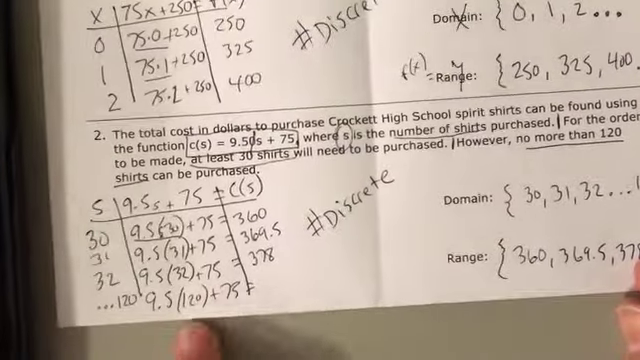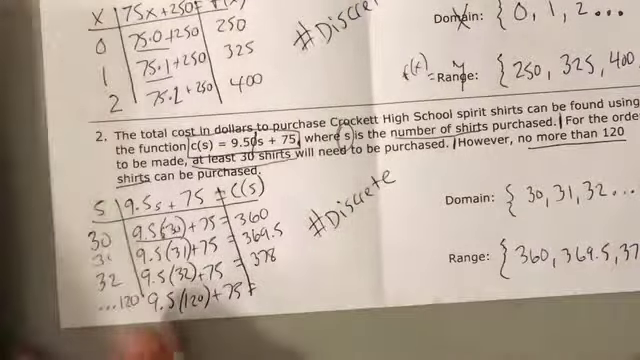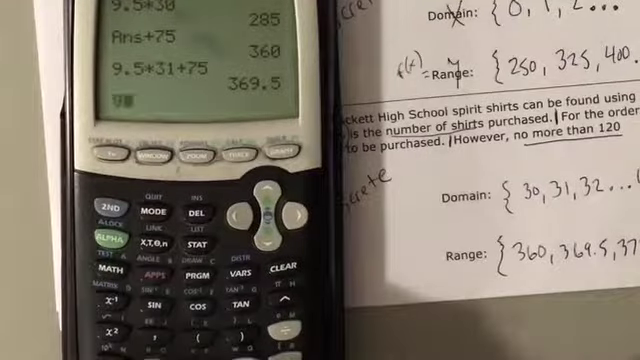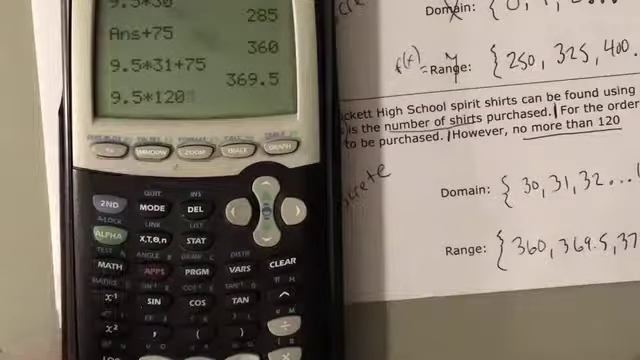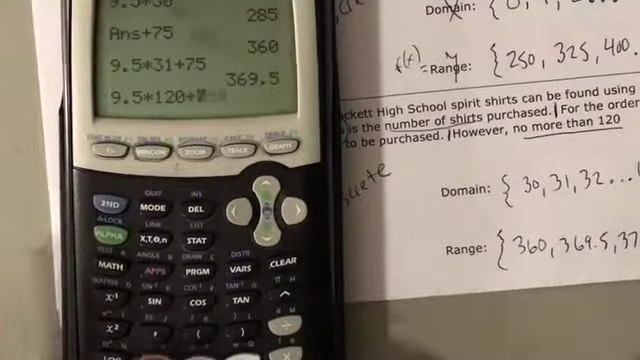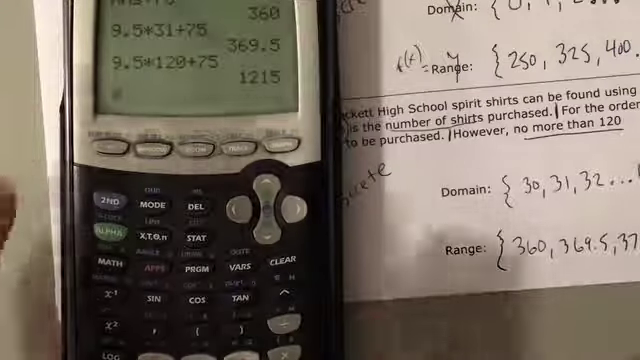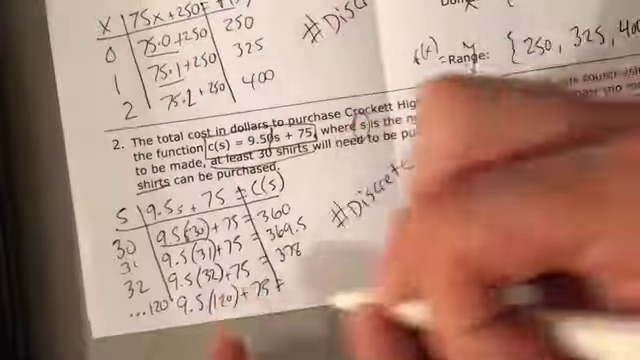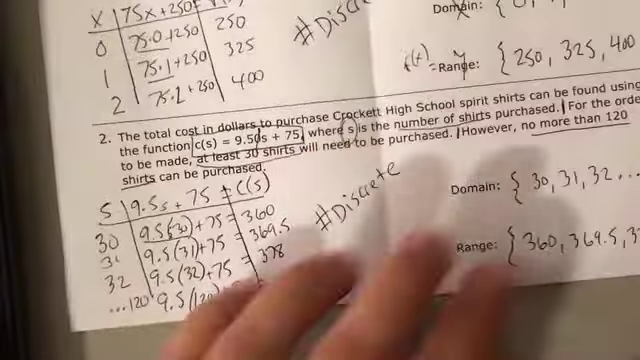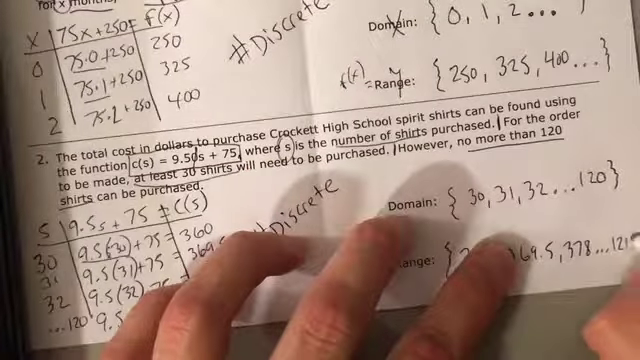And then I am just going to show that maximum. So I'll do 9.5 times 120 shirts plus the $75 fee. And that's going to be 1,215. Okay, so that's my maximum.